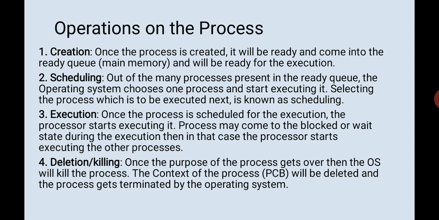And what are the operations that are done on this? What is the first operation? Creation. Once the process is created, it will be ready and come into the ready queue. So that is created in the new stage. Then scheduling. Out of the many processes present in the ready queue, the operating system chooses one process and starts executing it. Selecting the process which is to be executed is known as scheduling.